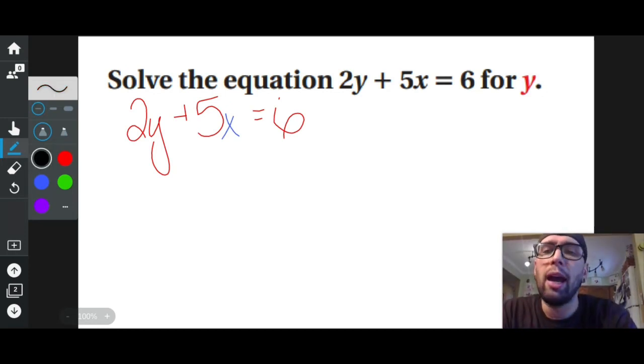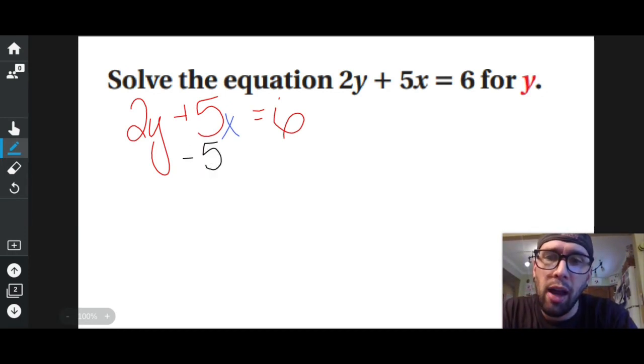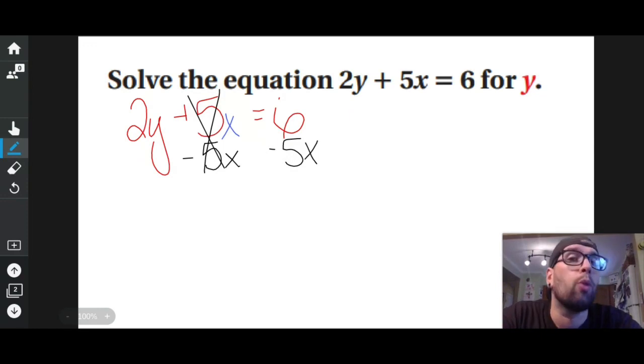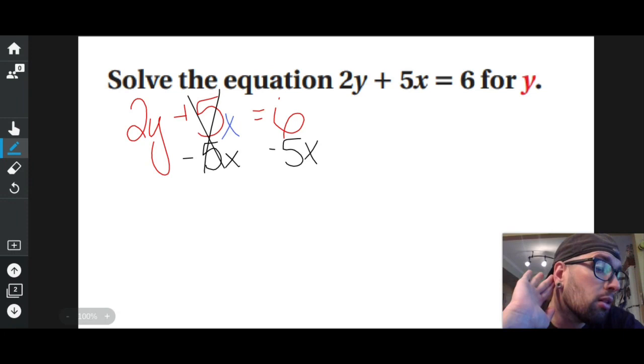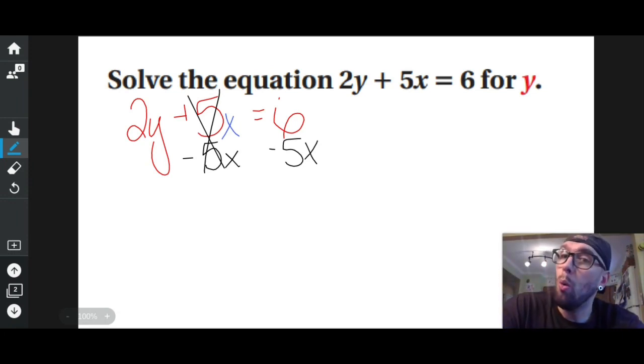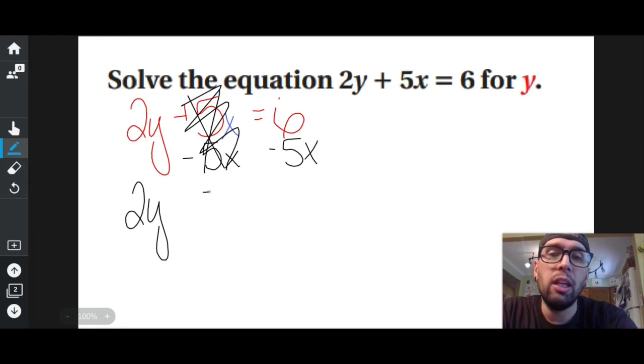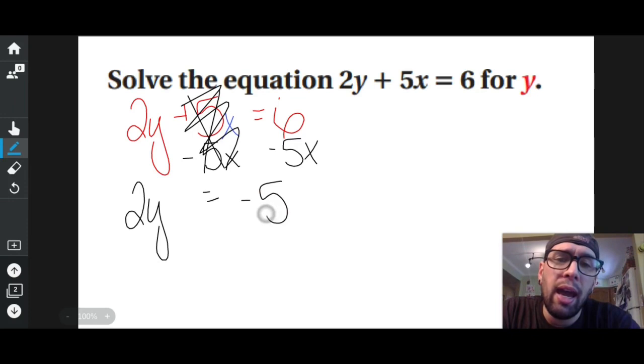So we're going to subtract 5x from both sides. So I have 6 and a negative 5x on the right side. Can I combine the 6 and the 5x? No, I can't. Why? Because one has an x and the other one doesn't. So I'm going to write out what I have. 2y, that's now gone, equals, and this is the way I'm going to write it, negative 5x plus 6.